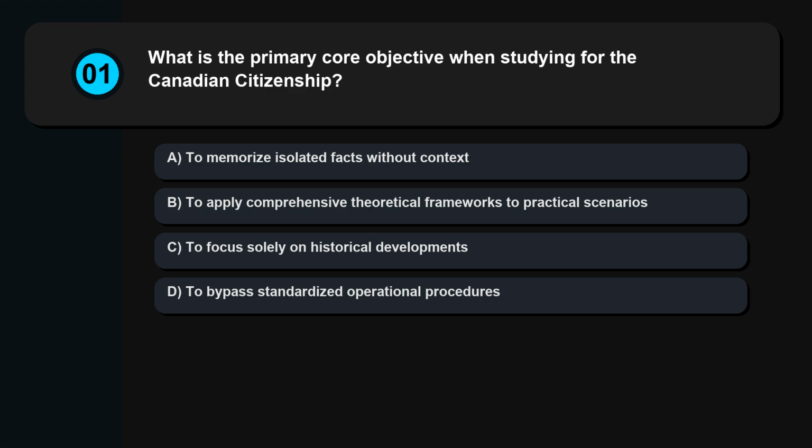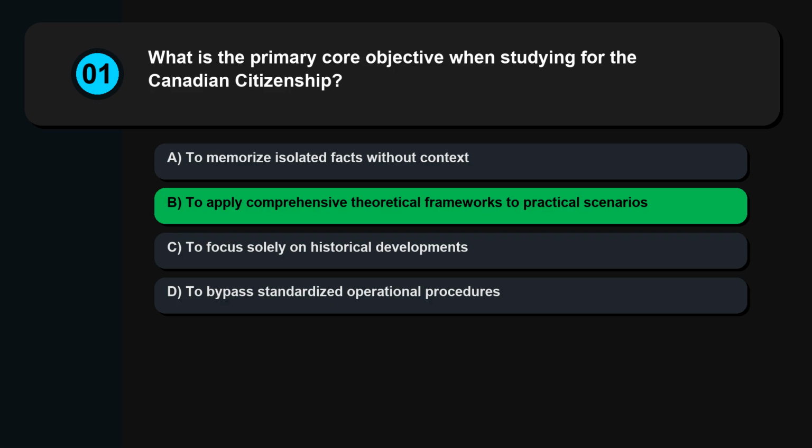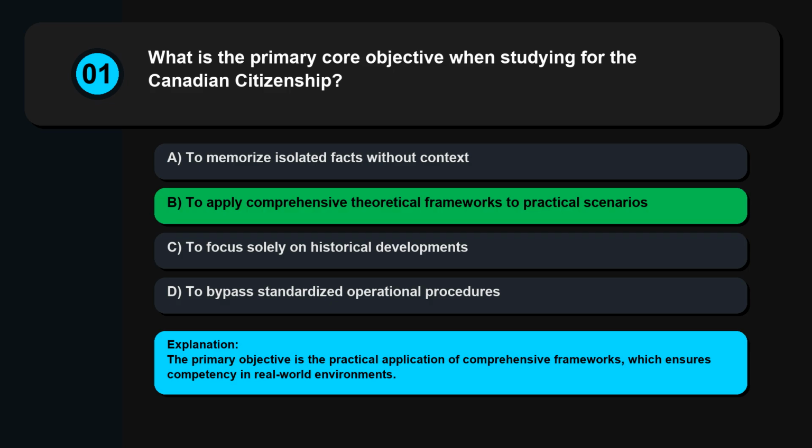Question 1. What is the primary core objective when studying for the Canadian citizenship? To memorize isolated facts without context. To apply comprehensive theoretical frameworks to practical scenarios. To focus solely on historical developments. To bypass standardized operational procedures. The primary objective is the practical application of comprehensive frameworks, which ensures competency in real-world environments.